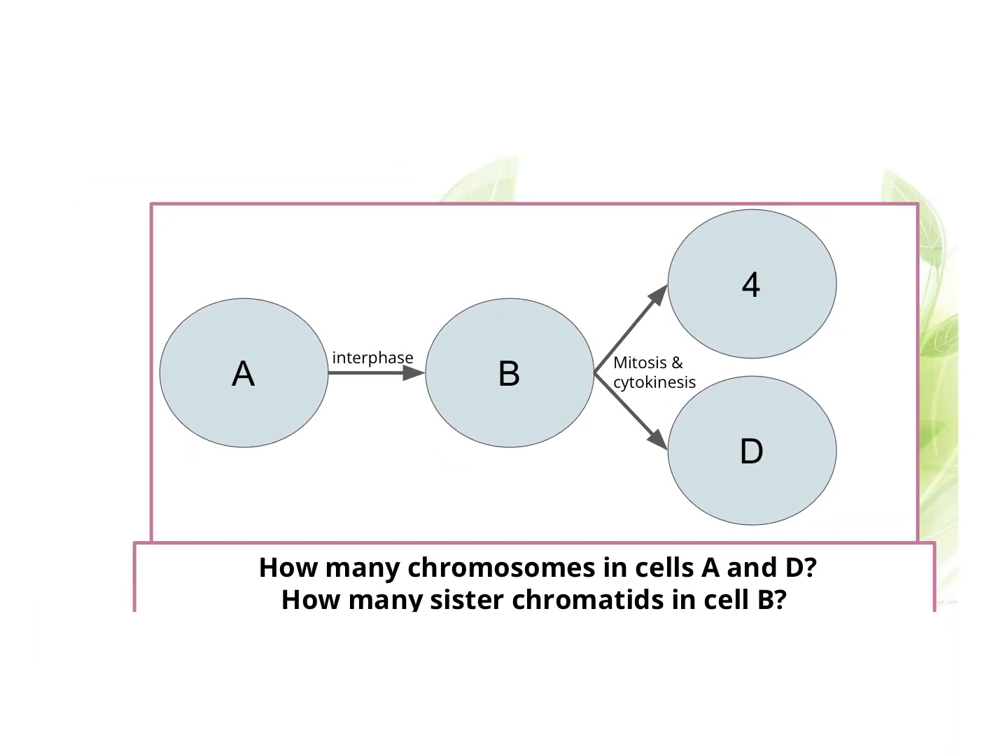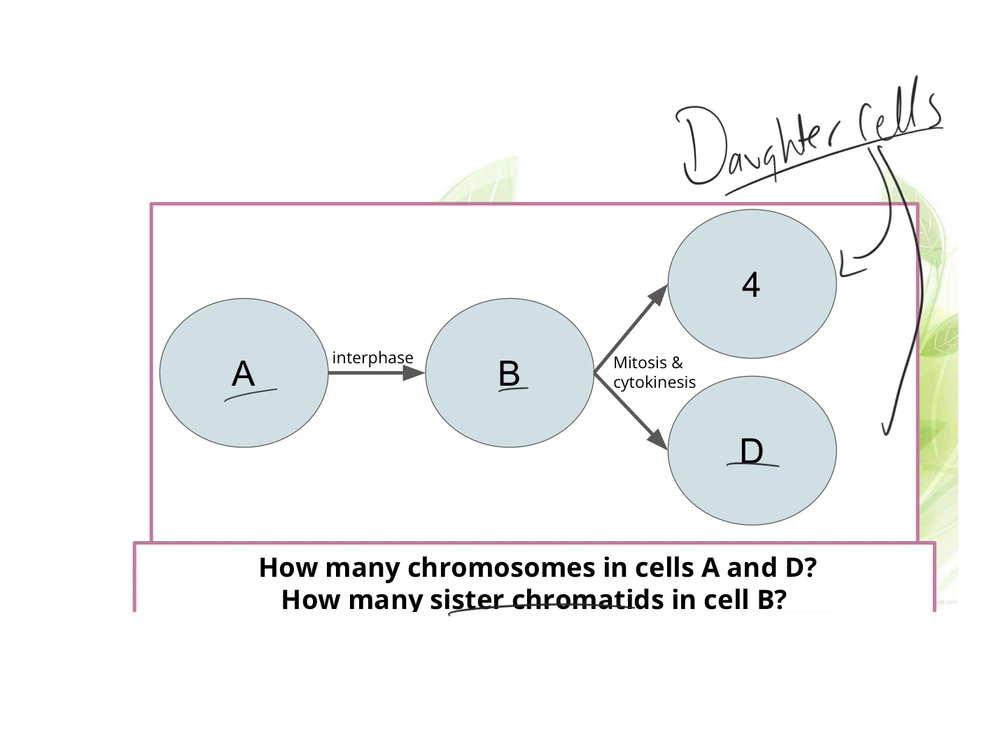All right, so we'll move on to our last one here. It says how many chromosomes in cells A and D, and how many sister chromatids in cell B? Over here we have our daughter cells, both this one and this one here. These two daughter cells do have to be the same, so D is also going to be 4. And the parent cell, we mentioned this before, has to have the same number of chromosomes as the daughter cells. So A will also be 4.